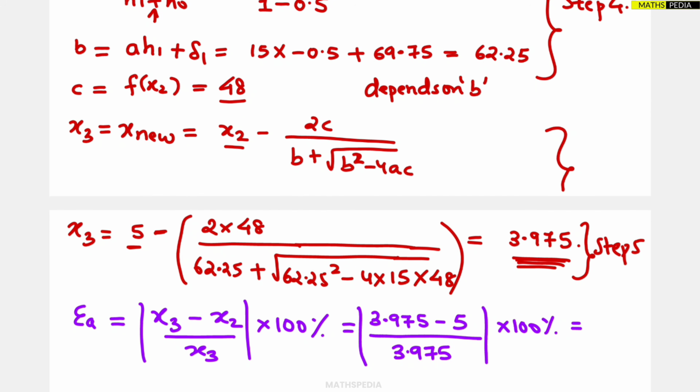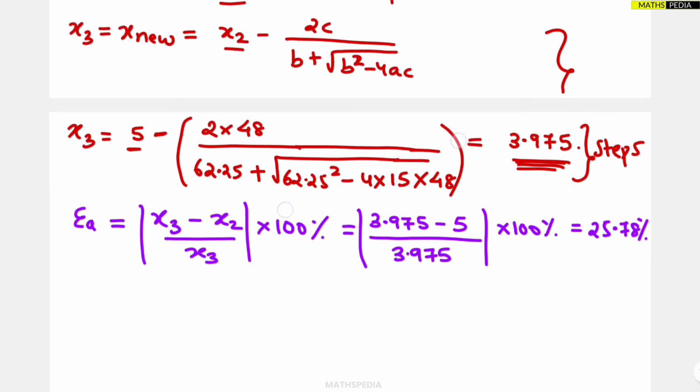So what is the value we are getting? The percentage we are getting is 25.78%. Now it is quite large, you can see the error value is quite large. So that's why we are going for the second iteration. This is basically the absolute error. If they simply ask you to do 2 iterations, no need to find out the error. Directly after this 5th step, you can go for the second iteration.